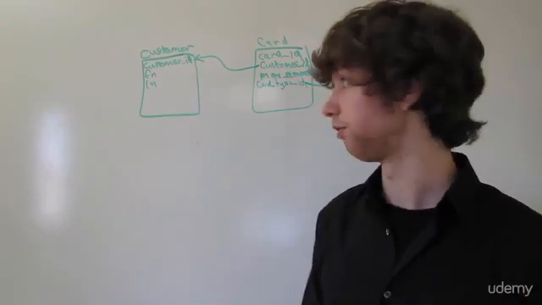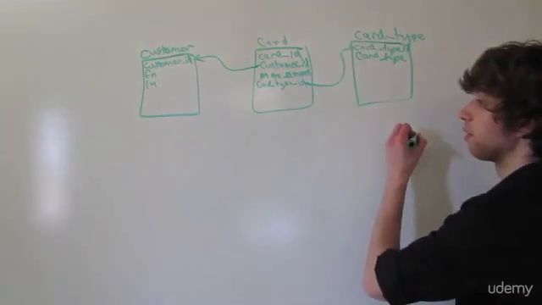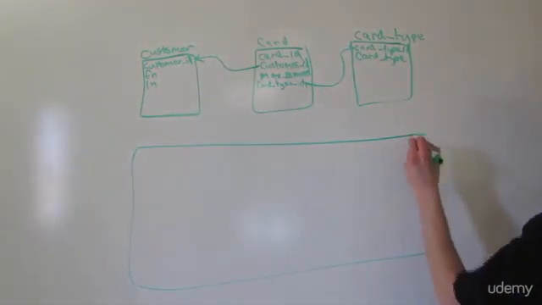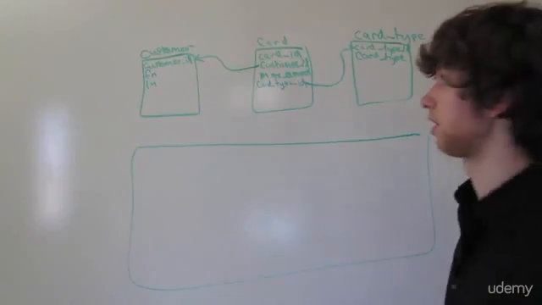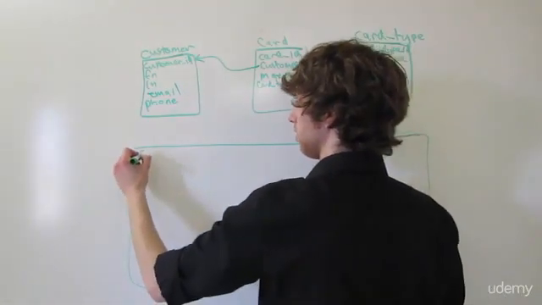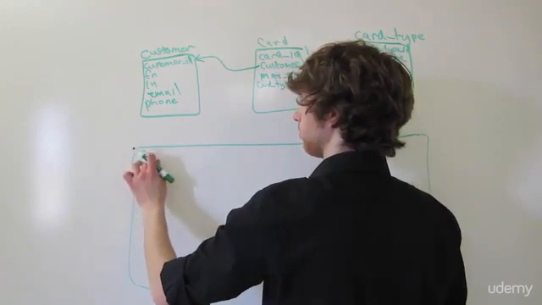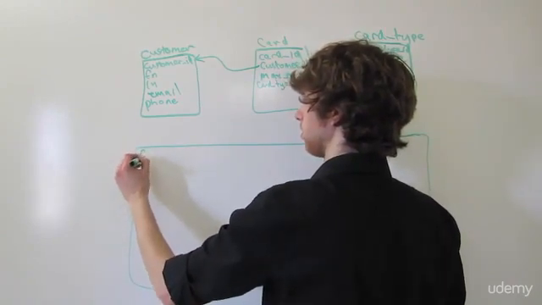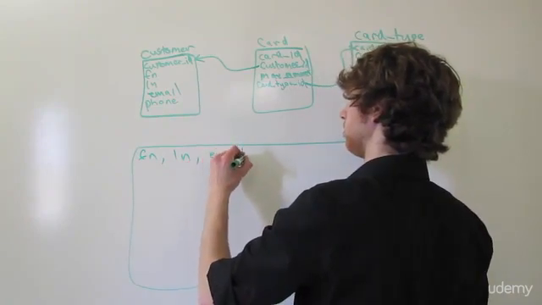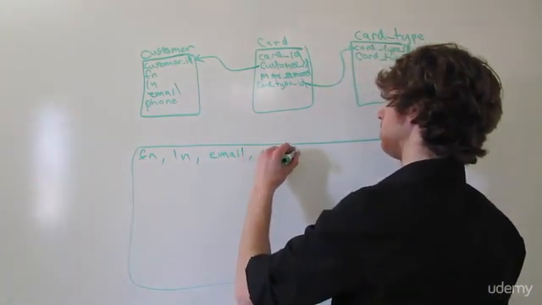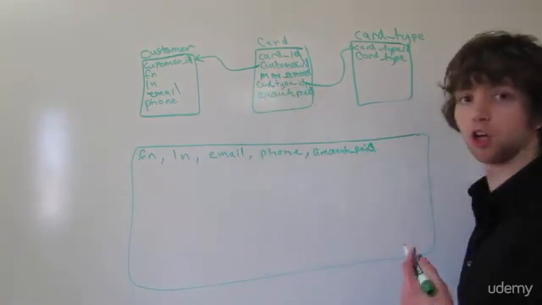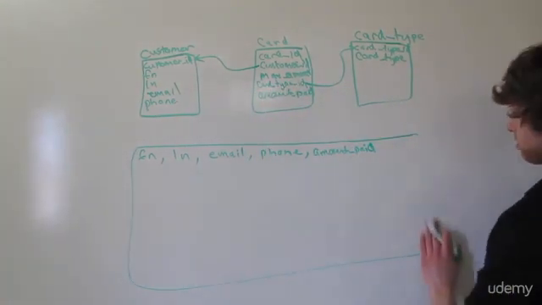But for this, we want it to look like this. This is what we want our generated view or our new table to look like. We want to select stuff about the customer. I'm just going to add some columns in there. We could have the first name, last name, email, phone, amount paid, and then we could also have the card type right here. Need some more room here.